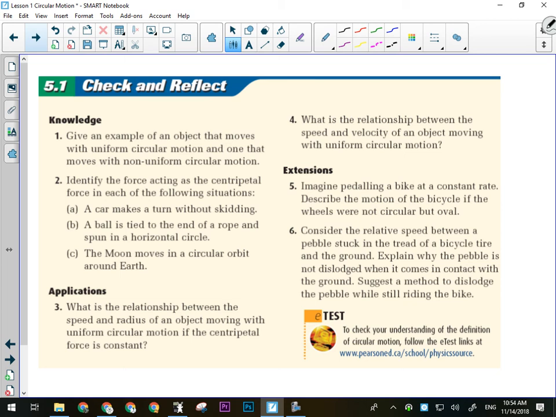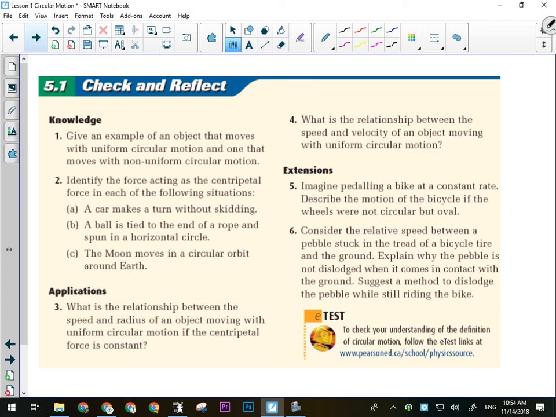Okay, what about for the moon moving around the Earth? Gravity. Okay? Gravity acts as a centripetal force. The second half of this unit is going to be basically us looking at orbits and gravitational relationships and things like that. Okay, so gravity is a very, very common centripetal force.